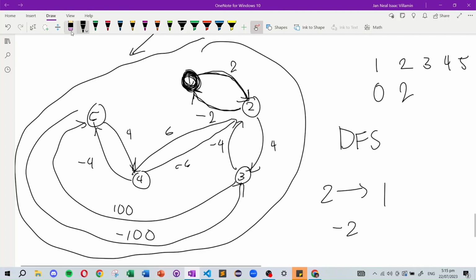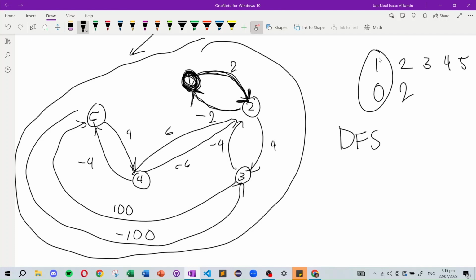Well, our current distance right now is 2 plus negative 2, so that's 0. But notice that 0, oh, I forgot to mention, we are keeping track of the current total distance of the path, or of the traversal. Now it's 0, right? So we check the distance of 1, and it's 0, so it's fine. And then we move towards the other edges.